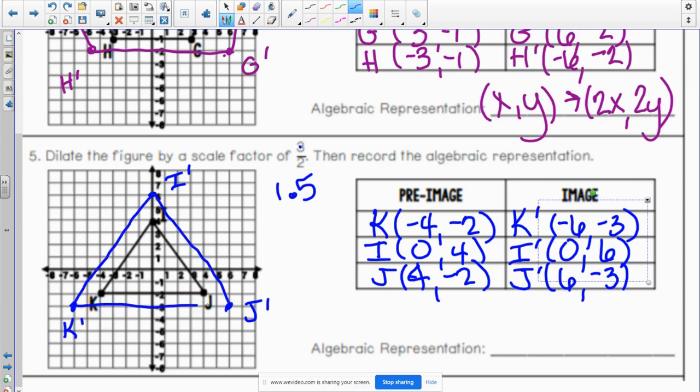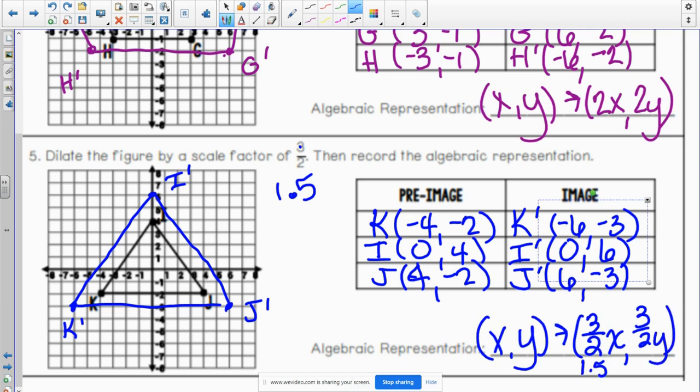Connect them. They're the exact same shape, which means that we did a good job. The scale factor is greater than 1, which means it should have enlarged, which it did. So I am confident we did a good job of our dilation. So we're going to take 3 halves times x. If you want to put 1.5 there, you can. And then 3 halves times the y. Next page.